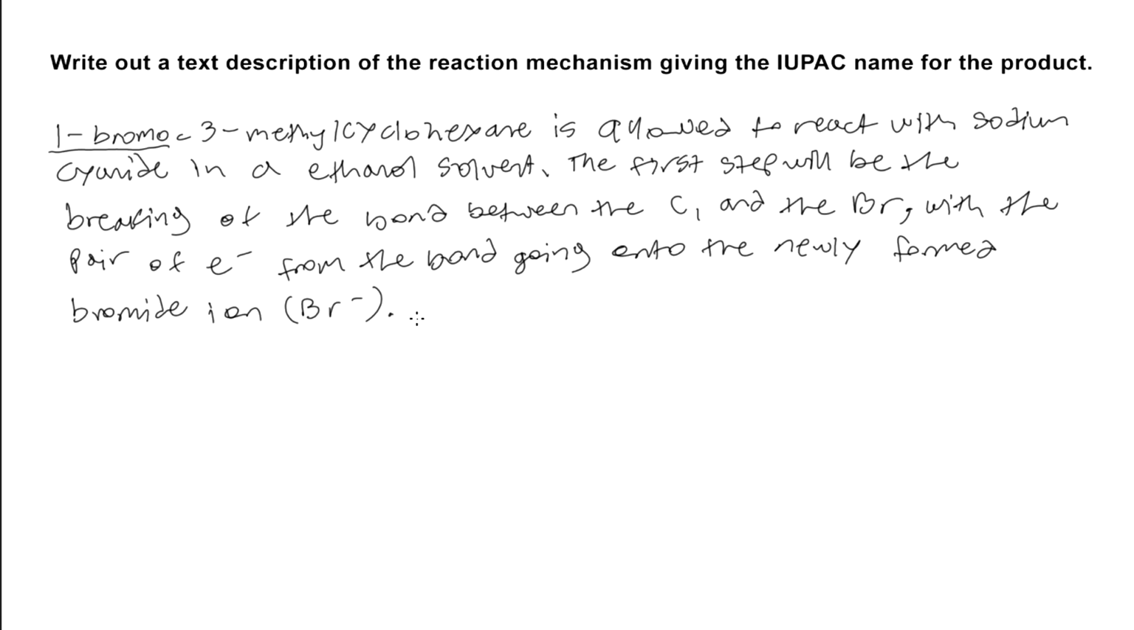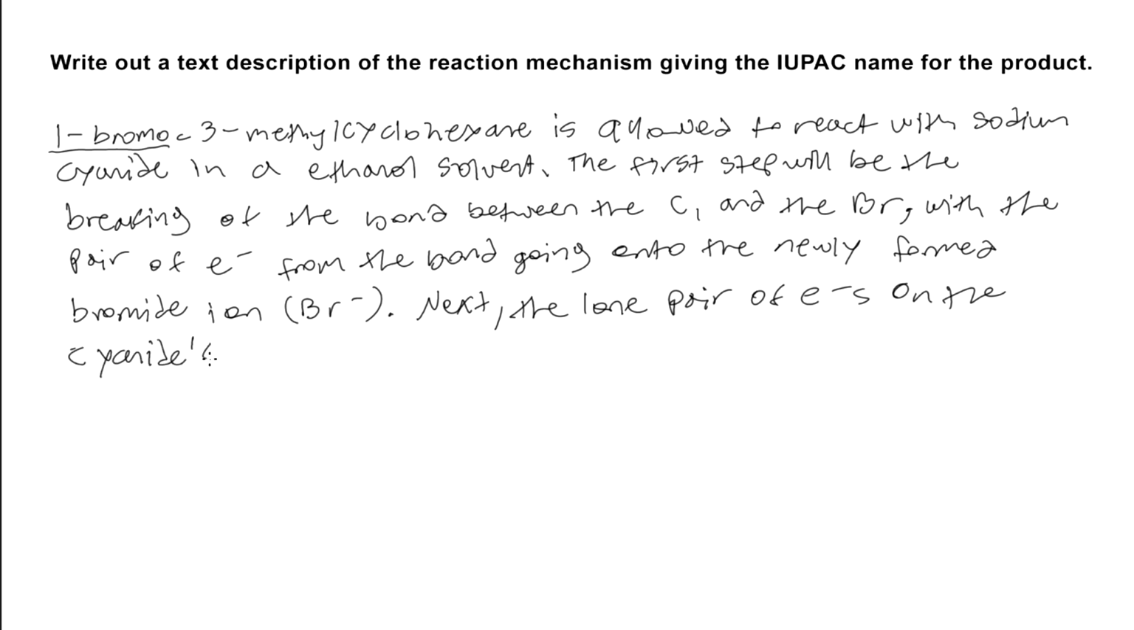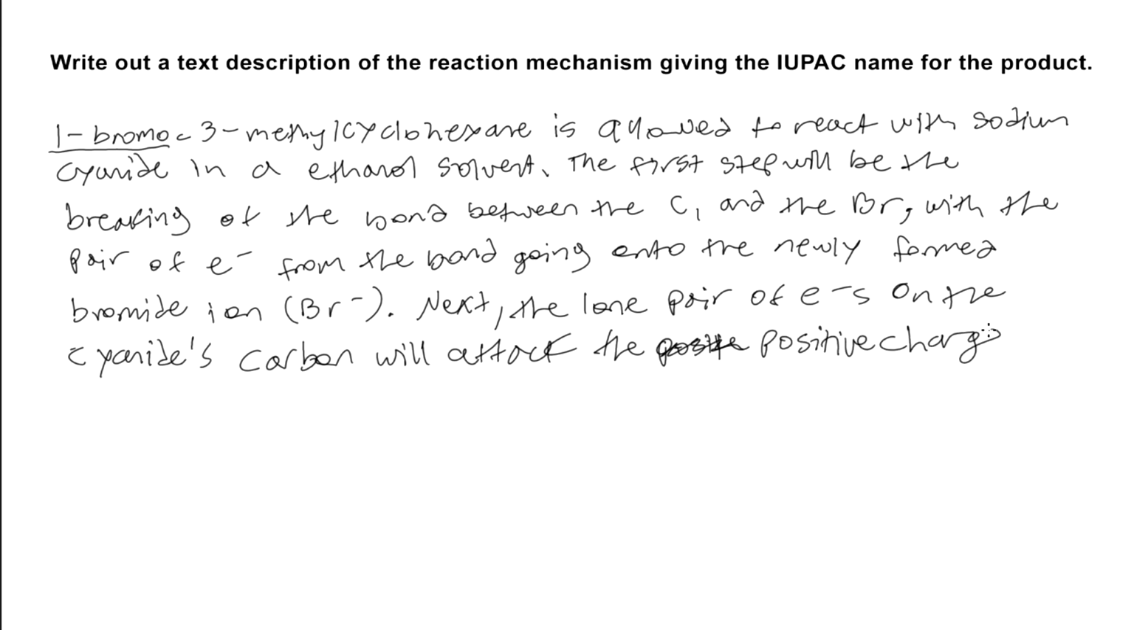So then we'll say something along the lines of, next, the lone pair of electrons on the cyanide's carbon will attack the positive charge on the carbocation. Then we could talk about what this actually will do.